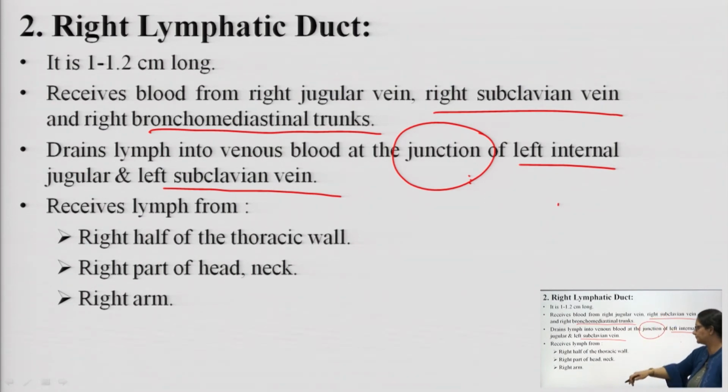And the right lymphatic duct receives the lymph from the right half of your thoracic wall, the right part of the head and neck, and your right arm. So the right side of your body gives its lymph to the right lymphatic duct, and that right lymphatic duct is united with the blood circulatory system through the subclavian vein after giving the lymph into that part.